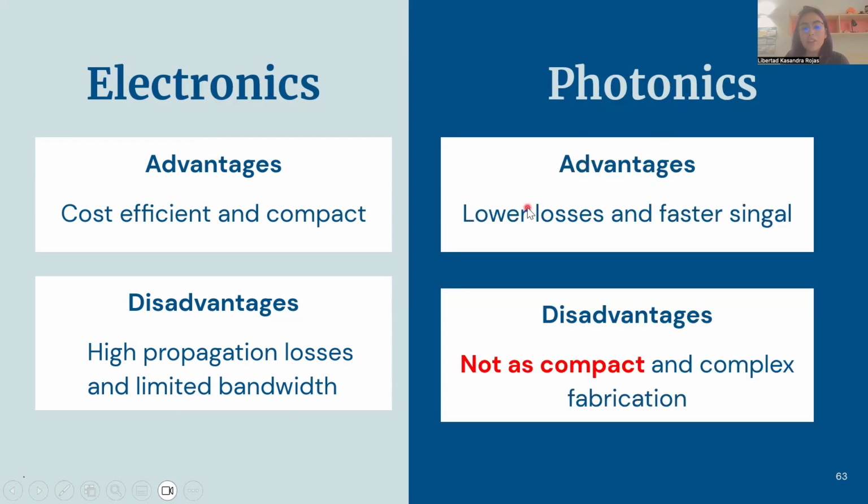Now, going on to photonics, the main advantages are that they have much lower losses, mainly because there are no metals involved, and also faster signals. Now, photons in our photonic waveguides are not going to travel specifically at the speed of light in vacuum, but they're still going to travel much faster than an electron, mainly because photons are much lighter than electrons, of course. Now, when it comes to disadvantages, the main disadvantage of photonics is that they're not as compact as electronic circuits, and also a bit more complex to fabricate. But I want to emphasize that they're not as compact as one would actually want them to be.